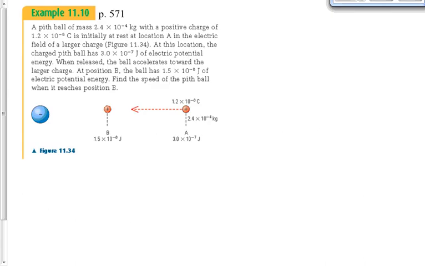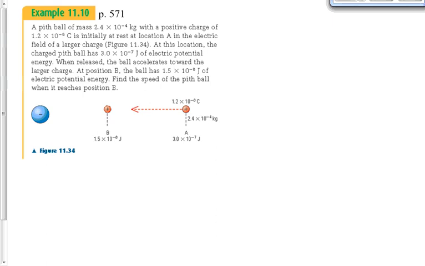Let's do one problem to end the day then. So it's a pith ball. We keep seeing these pith balls now. These pith balls are really, really light things and good for electrostatics experiments because they're so light. Pith is material from the inside of a plant. That's where it comes from. So that's why we see it often.